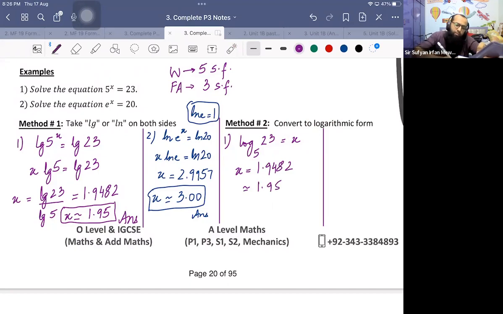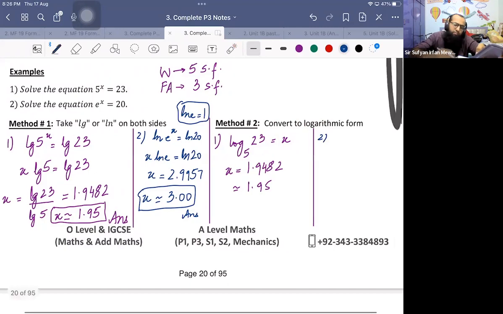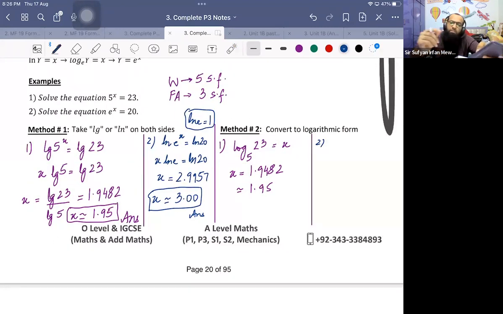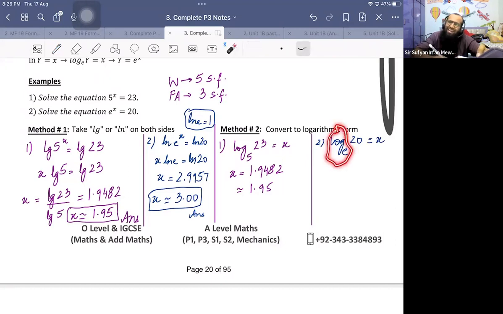Okay, then example number 2, by converting from index form to log form, e power x equals 20. What can we do? Log of the answer, which is 20, with a base of e equals the power, which is x. Now we know that log with a base of e is known as ln, because it is a natural log. So log base e can be written as ln. So ln 20 equals x.